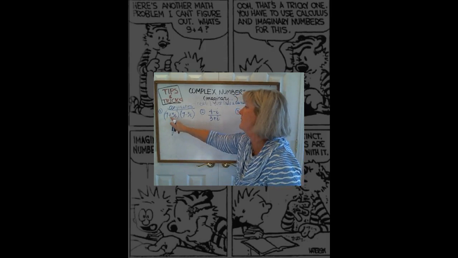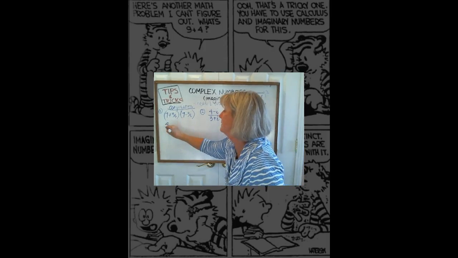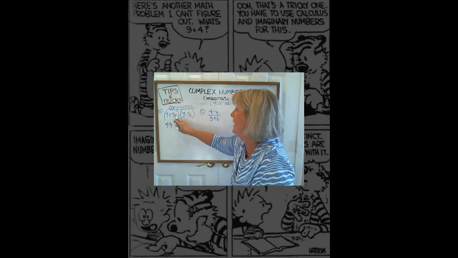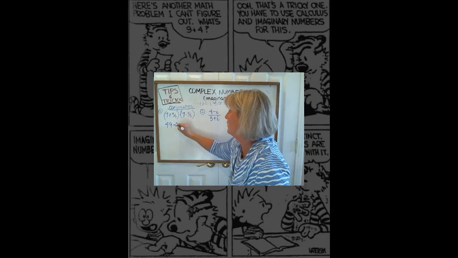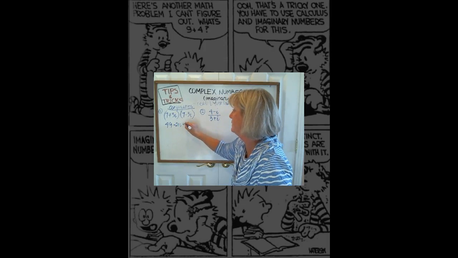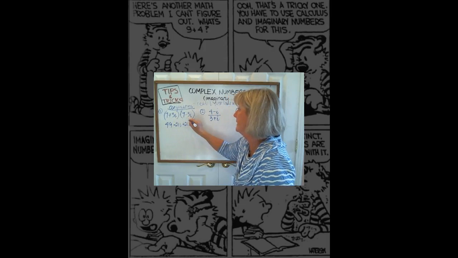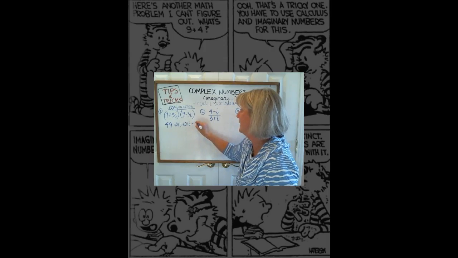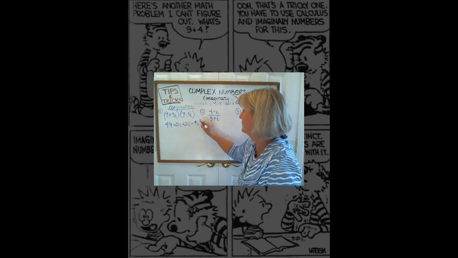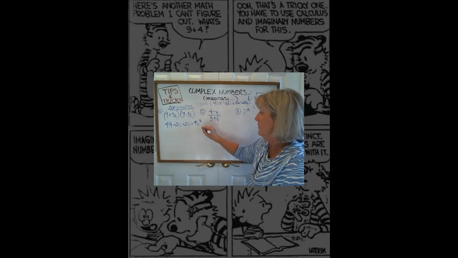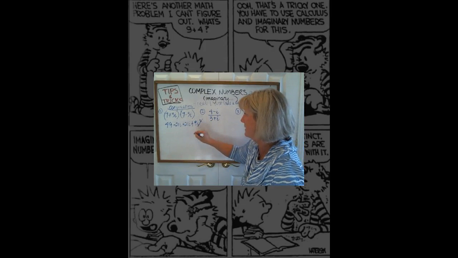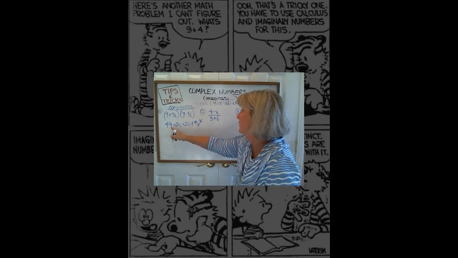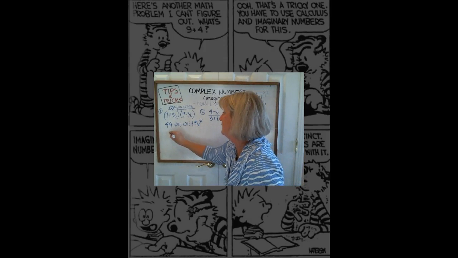So if we FOIL this, 7 times 7 is 49. And then we have the outside, which is minus 21i. The inside is plus 21i. And then the last would be minus 9i squared. So this i squared is just -1, so I can cross it out and change that sign to plus 9. So it's 49 plus 9, which is 58.